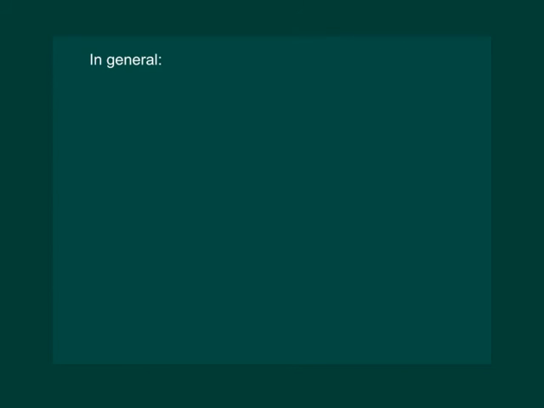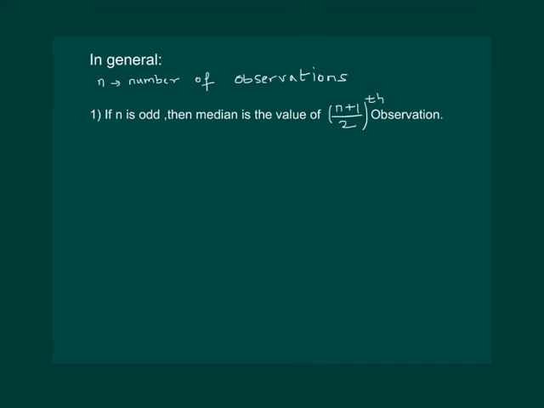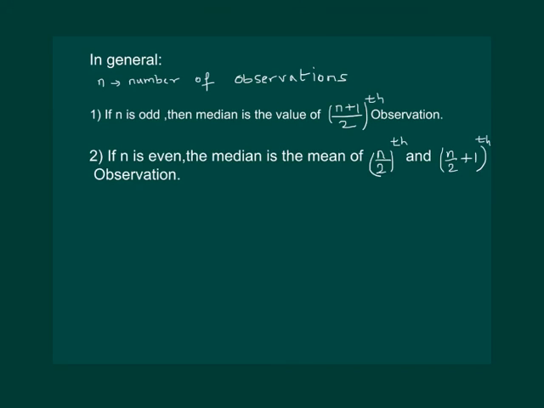So in general we state, if n denotes the number of observations of ungrouped data, if n is odd, then the median is the value of the (n plus 1) by 2th observation. If n is even, the median is the mean of the n by 2th and the n by 2 plus 1th observation. We will illustrate both these cases in our next two examples.